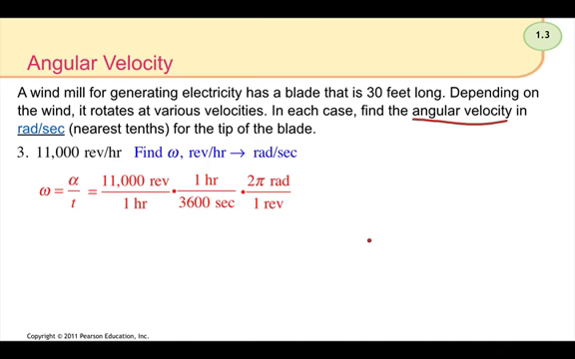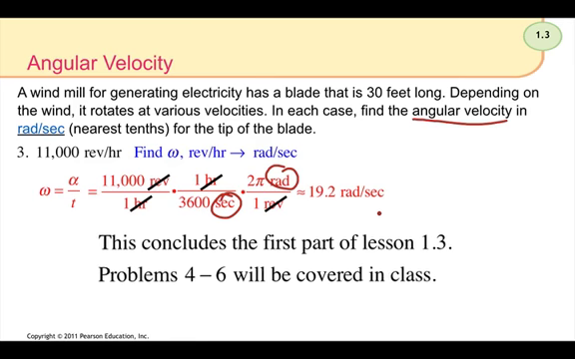So once I get rid of all the units that I do not want, I'm going to be left with just radians and seconds. So once I do that, this is what I get, and this is the answer to problem number 3. We'll continue with the following problems in class.